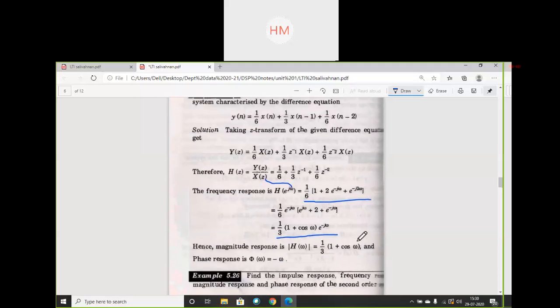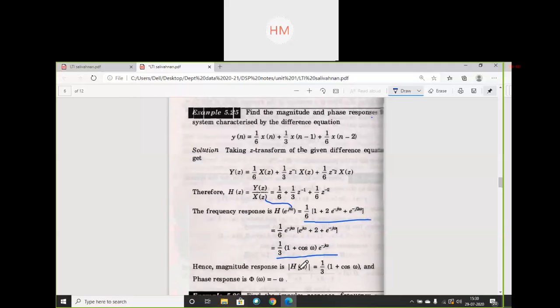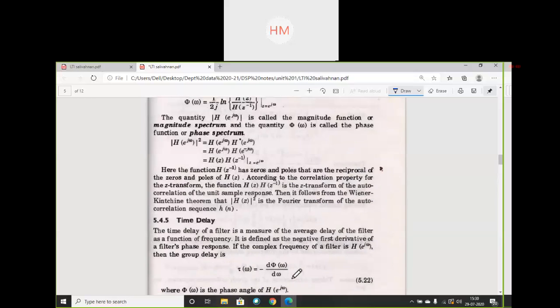Then for the magnitude response, I take the magnitude of this equation, where all the real and imaginary terms come. Here there is no imaginary term; sorry, it is this one, e to the power minus j omega. Clear? It won't contribute to the magnitude of this equation, it will contribute to the phase phi of omega, minus omega. This concept belongs from here.